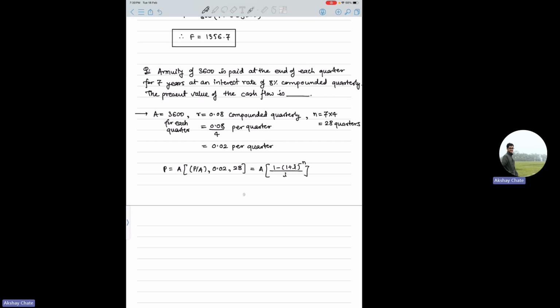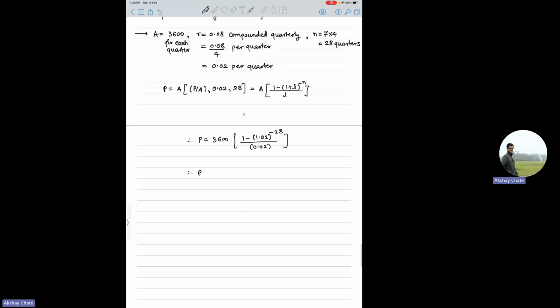So this was the formula. Now you need to plug in all the values: 3600, 1 minus (1 + i) where i is the effective rate, so 0.02. So this will be 1.02 to the power minus 28, divided by 0.02.